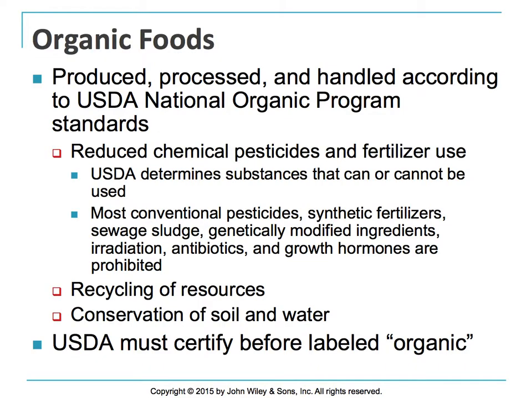Organic foods are produced, processed, and handled according to the USDA National Organic Program standards. Reduced chemical pesticides and fertilizer use is found in these foods. The USDA determines substances that can or cannot be used. Most conventional pesticides, synthetic fertilizers, sewage sludge, genetically modified ingredients, irradiation, antibiotics, and growth hormones are prohibited. It includes the recycling of resources and conservation of soil and water. The USDA has to certify a product before it can be labeled organic.